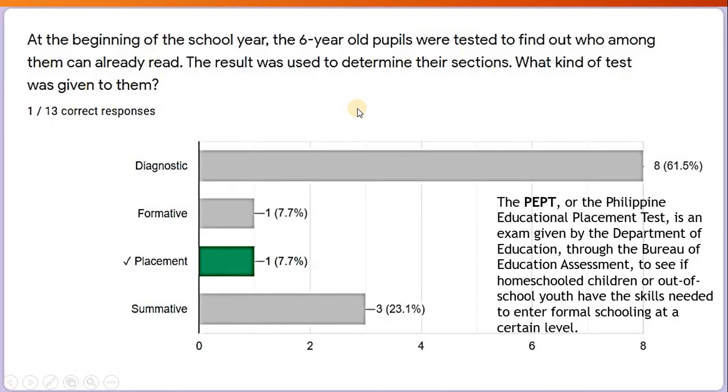Let's look at some examples. At the beginning of the school year, the 6-year-old pupils were tested to find out who among them can already read. The result used to determine their sections. What kind of test was given? It's actually a placement test because the result will be used for their sections. So normally for section 1 learners, these learners are the performing learners, fast learners, and probably the section 10 learners are the slow learners. So it creates a placement for each incoming, I believe these are incoming grade 1 pupils.